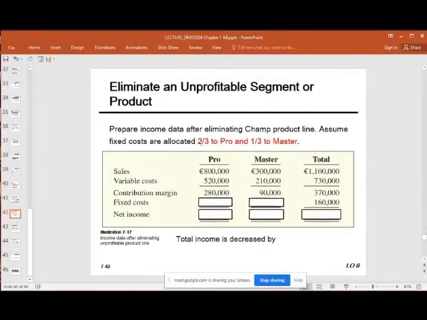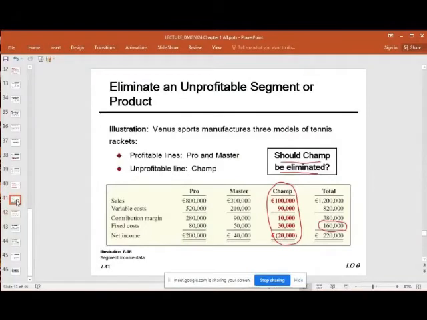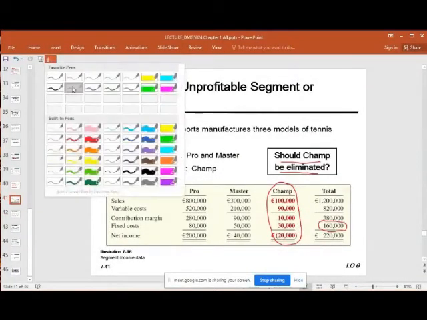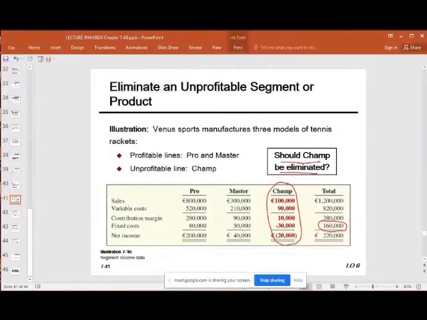And it says 2/3 to Pro and 1/3 to Master. So we look at this. You have 30,000, right? 2/3 to Pro. That means 20,000. Correct or not? 2/3 to Pro.